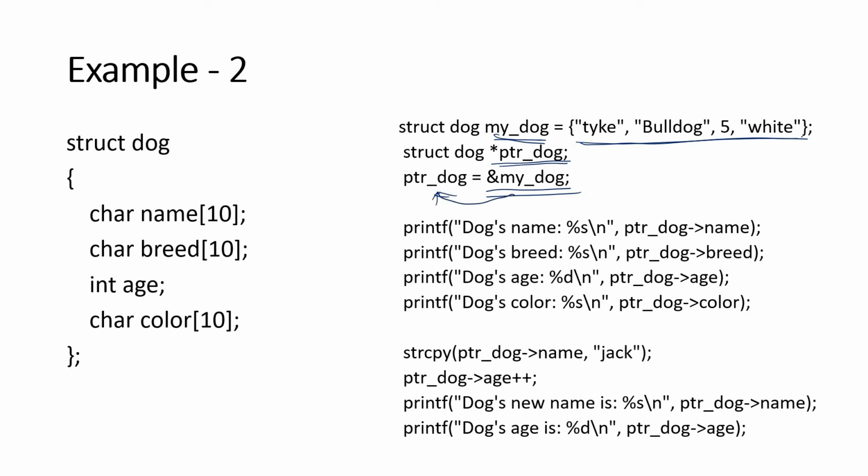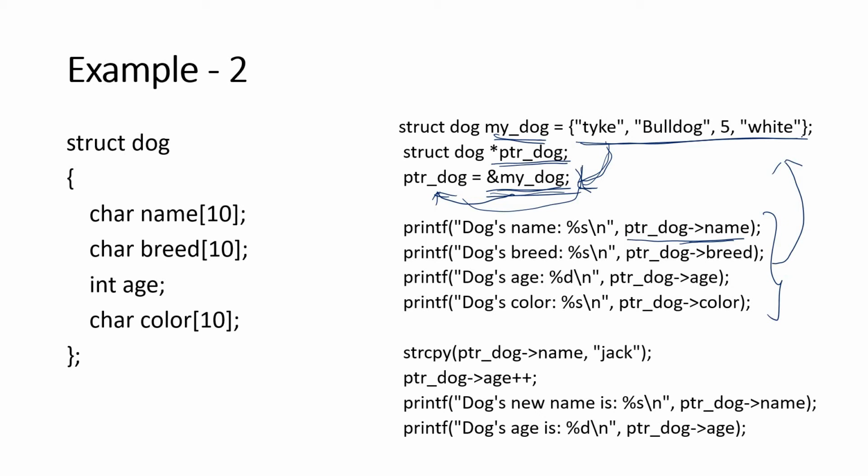So how can I access this? Using the pointer variable, first I need to use pointer dog of name. Directly I can use the arrow. When I am using the arrow, I need not specify the bracket. Pointer dog breed, pointer dog age, pointer dog color. All these printf statements will print these values because the address of my dog is copied to the pointer variable.